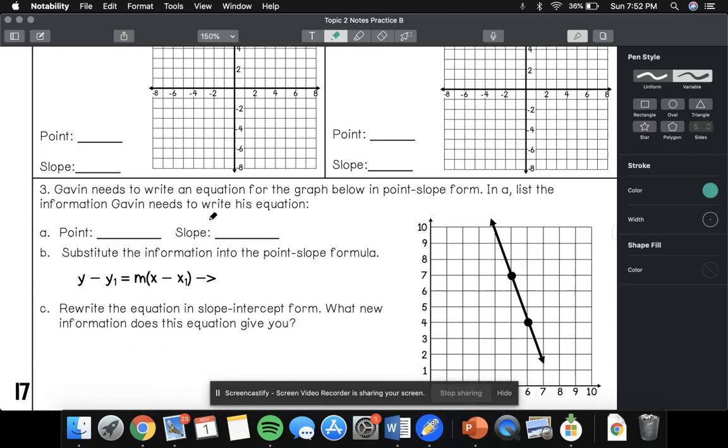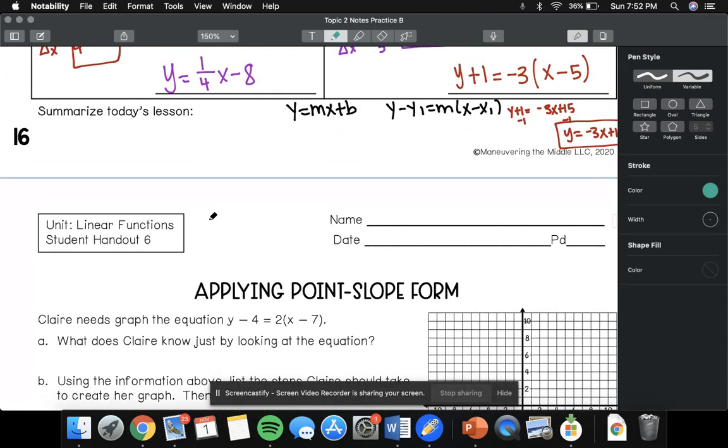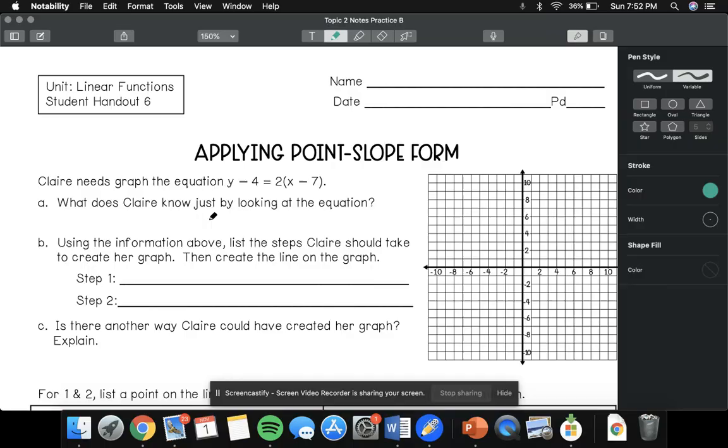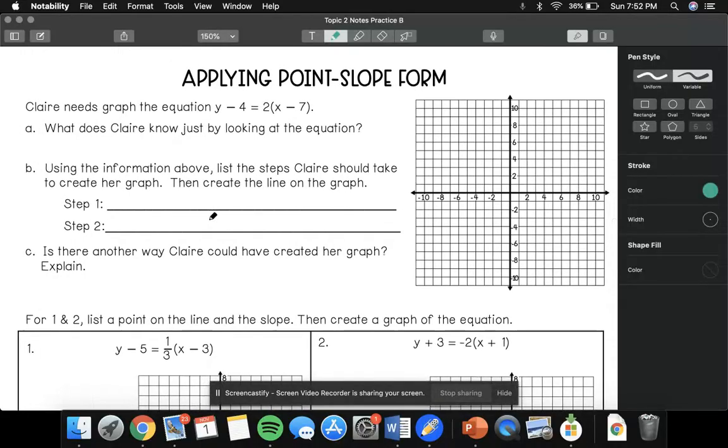All right, today we are on page 17 and 18 in our notes. We are actually going to take point slope form and talk about how we can graph using just that form, and so not just using slope intercept form. Okay, so on page 17, Clara needs to graph the equation y minus 4 equals 2 parentheses x minus 7.